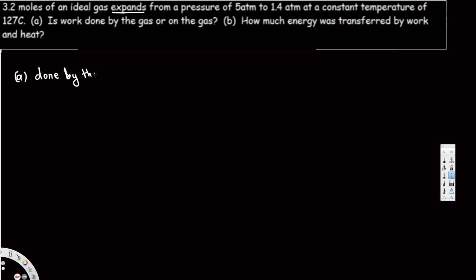Done by the gas. Therefore, the work is going to be positive, right? So when we have done by the gas, that's going to be positive. When we have done to the gas, that's going to be negative. So that's the relationship. And let's go to the B part. The B part is asking how much energy was transferred by work and heat.